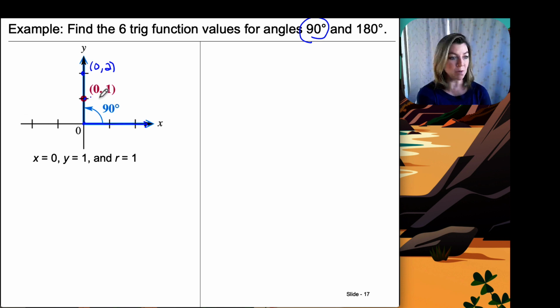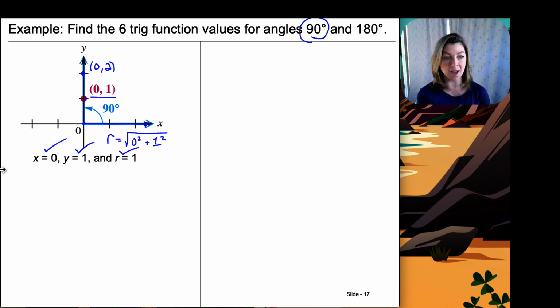All right, going with this point here, we have x is 0, y is 1, and where did this r come from? Well, we know that r is equivalent to the square root of the x coordinate squared plus the y coordinate squared, which would be the square root of 0 plus 1, which is the square root of 1, which is 1. And we're only talking the positive root. Remember, r is always positive. Okay, check. Once we have x, y, and r, we can find our 6 trig function values.